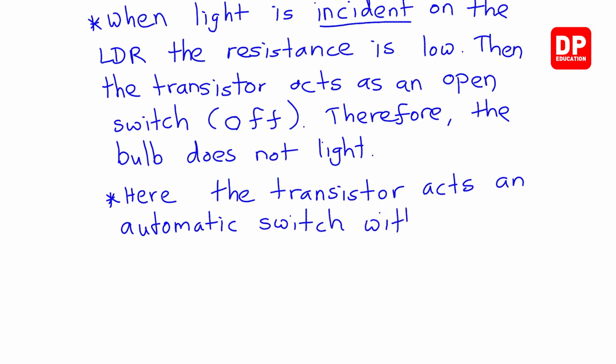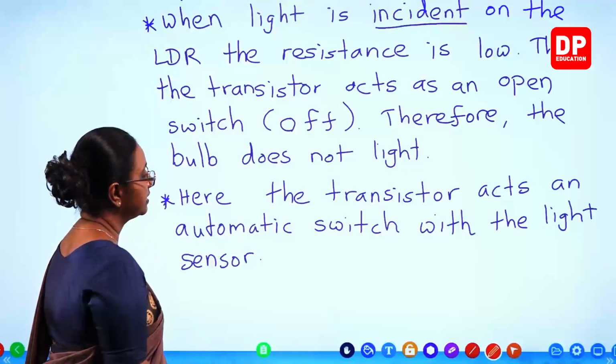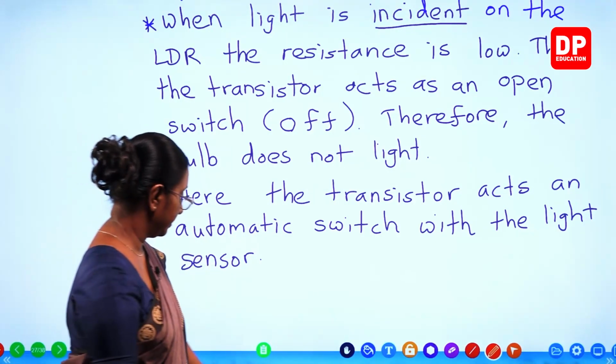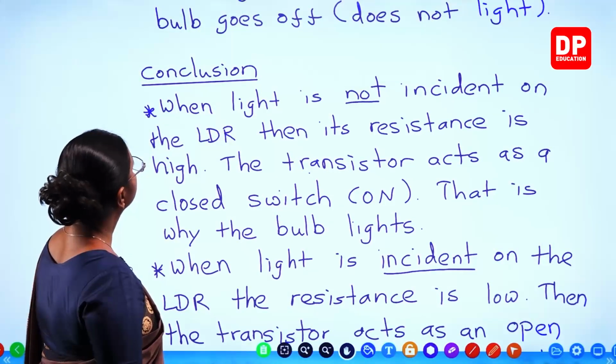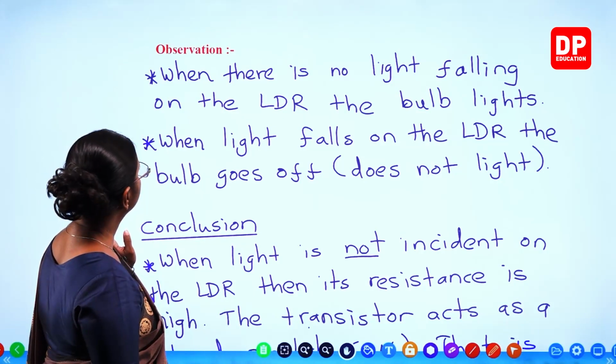With the light sensor. So that is how we use the transistor. So here if I go through this quickly, now this is what we were able to observe.